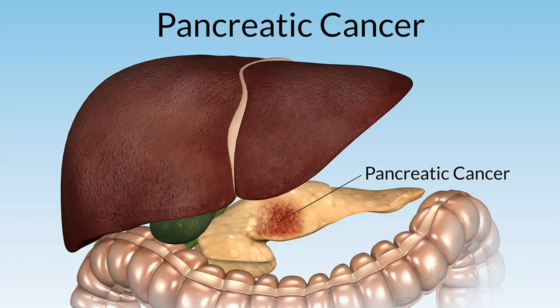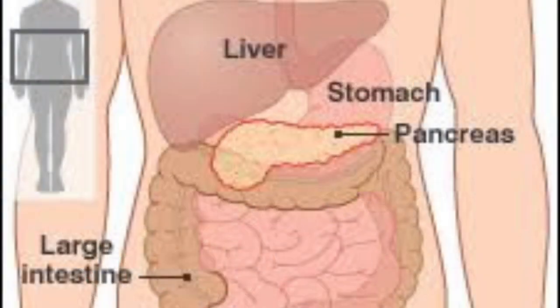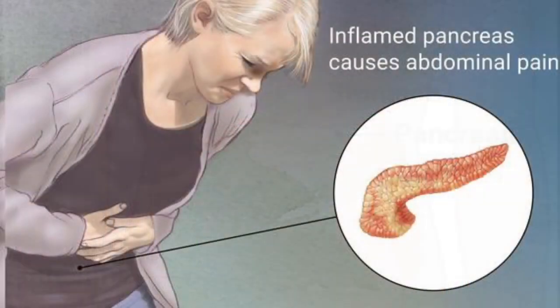There are many diseases of the pancreas, but two of the main ones are pancreatic cancer and pancreatitis. Pancreatic cancer is when malignant cells form in the pancreas. The treatment for pancreatic cancer is chemotherapy, radiation therapy, and surgery. Pancreatitis is the inflammation of the pancreas. This happens when the pancreas enzymes are activated before they are released into the small intestine.